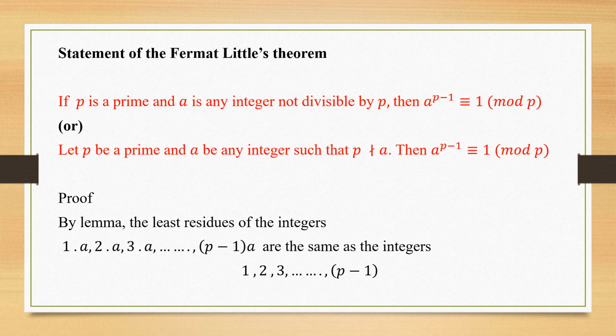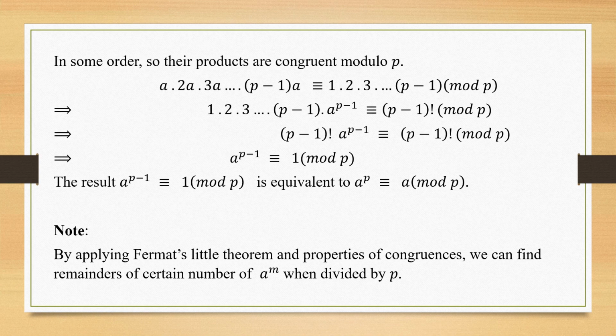By the lemma, the least residues of the integers 1a, 2a, 3a, and so on up to (p minus 1)a are the same as the integers 1, 2, 3, etc. up to p minus 1 in some order. So their products are congruent modulo p. When I take the product of these numbers, both sides are the same.